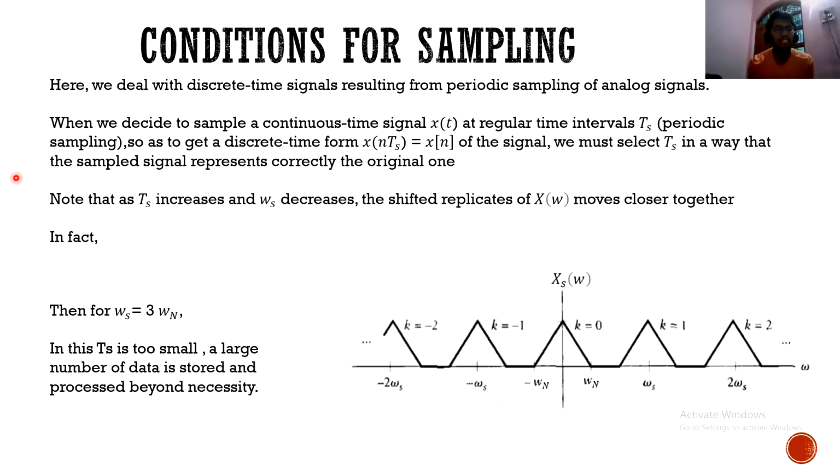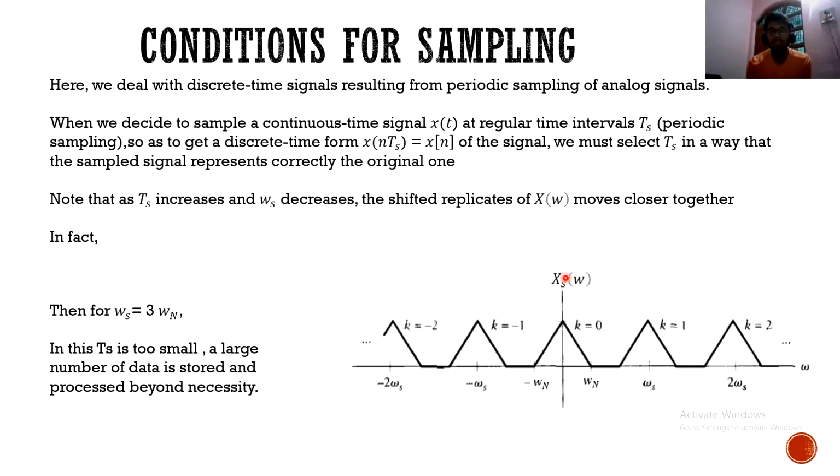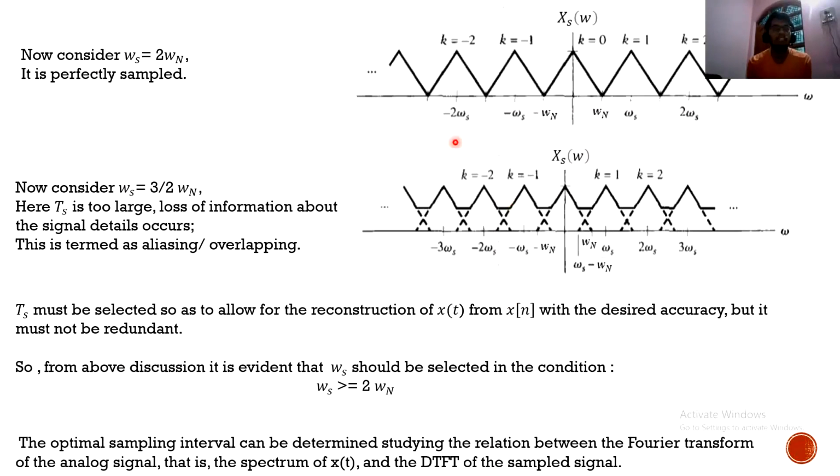For example, if we set omega s equal to 3 omega n, which increases omega s, as we increase omega s, Ts decreases and a large amount of data is stored, which is processed beyond necessity, and we get this extra sampling in the frequency domain, which needs storage beyond necessity. Now if we take omega s equal to 2 omega n, the signal will be perfectly sampled, and this particular extra frequency domain portion will tend to 0.